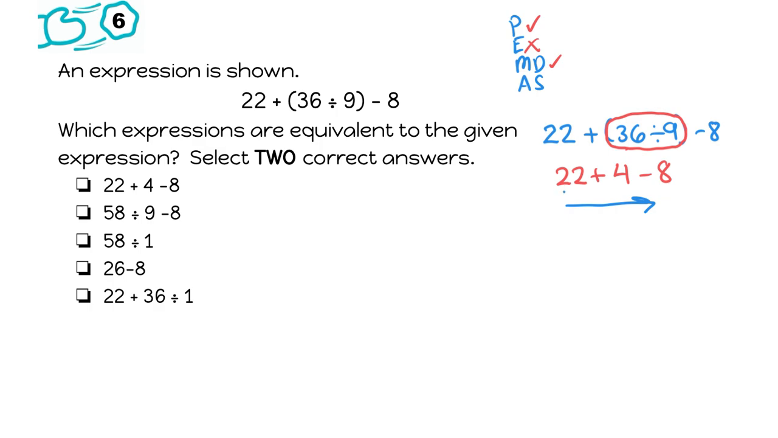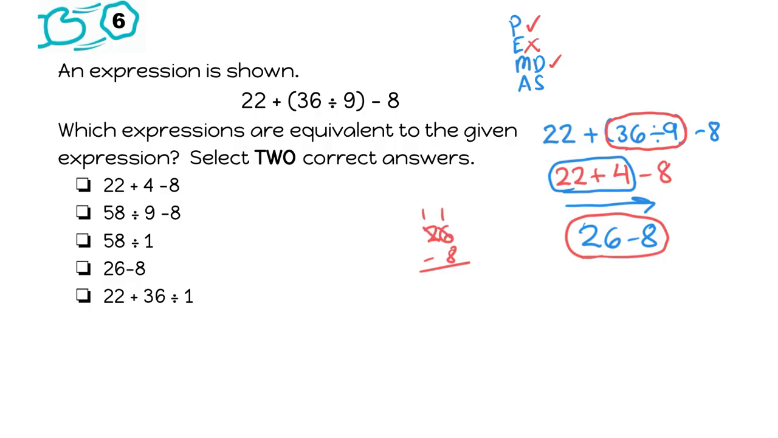So in this one, we've got 22 plus 4. So 22 plus 4 is 26 minus 8. And now we've only got one thing left to do. 26 minus 8. Go over to the side if you need to. 6 minus 8 I can't do, so I regroup. 16 minus 8 is 8. 1 minus nothing is 1. And so I get an answer of 18.